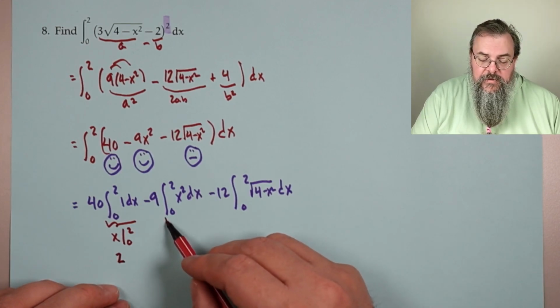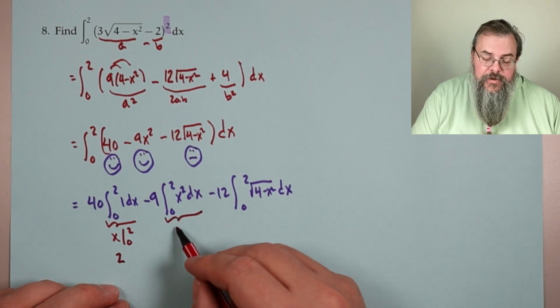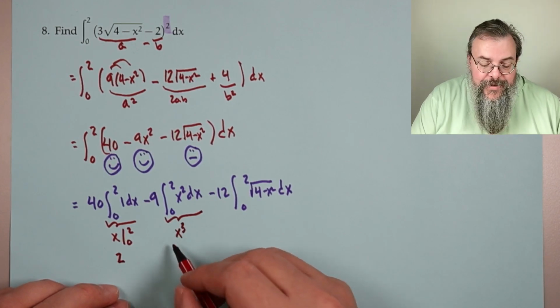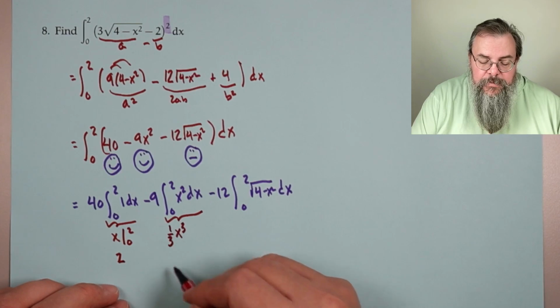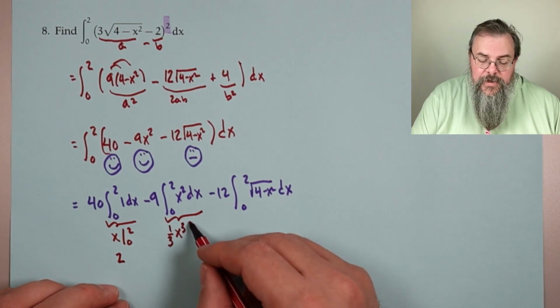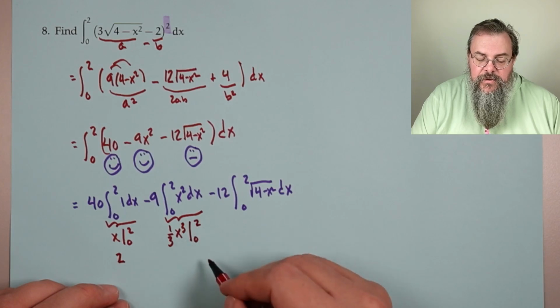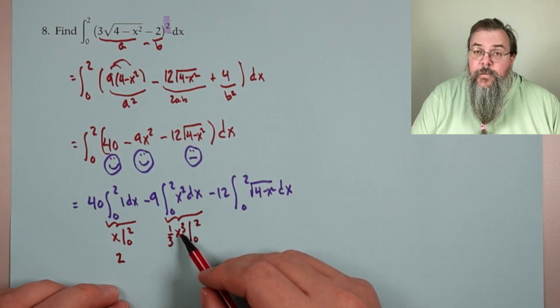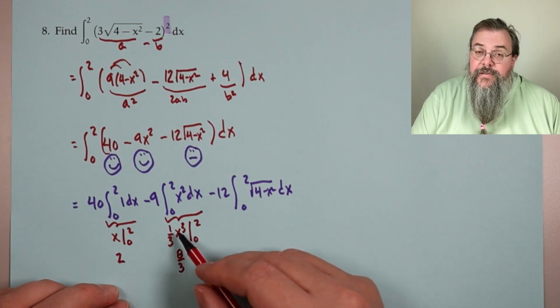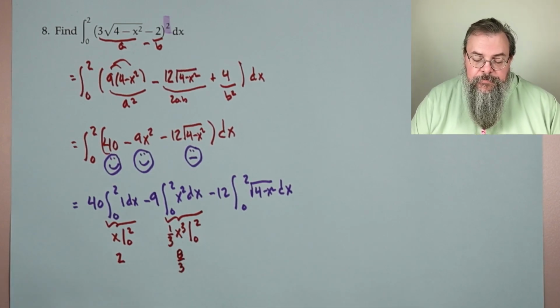How about this part, x squared? Well, the integral of x squared, add 1 to the power. When I say integral, it means antiderivative. And divide by the new power. So it'd be x to the third power divided by 3. And then we're going to evaluate from 0 to 2. When we plug in 2, 1/3 times 2 cubed, that's 8/3. Plug in 0, you get 0, so we're left with 8/3.